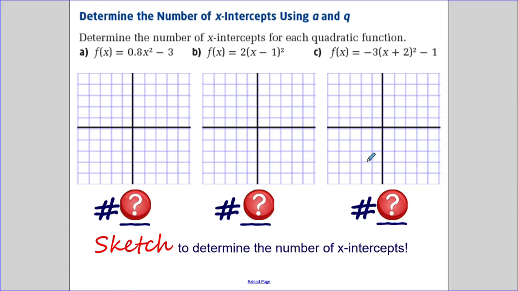So for our next thing here, we're going to determine the number of x-intercepts using A and Q. So there's a couple of graphs that are set up here, and basically what I would like for you to do is to sketch out each one and tell me if there are 0, 1, or 2 x-intercepts. So pause the video, give it a try, and come back when you're ready.